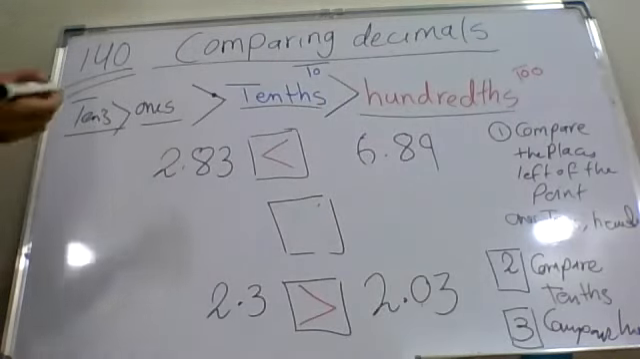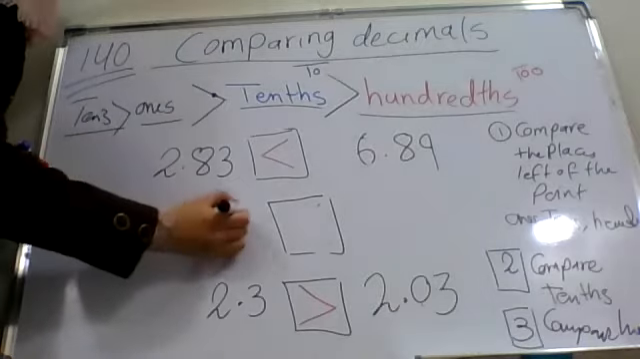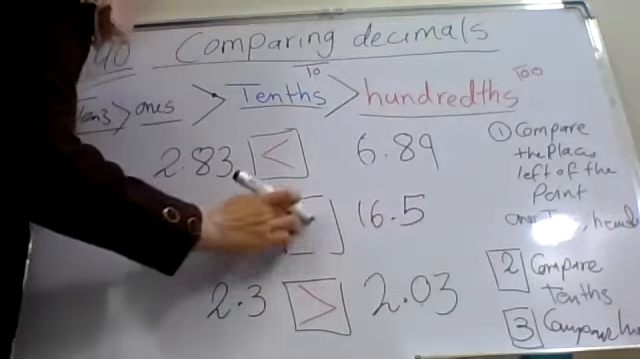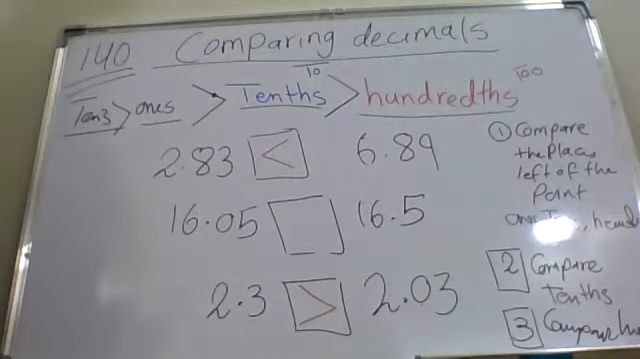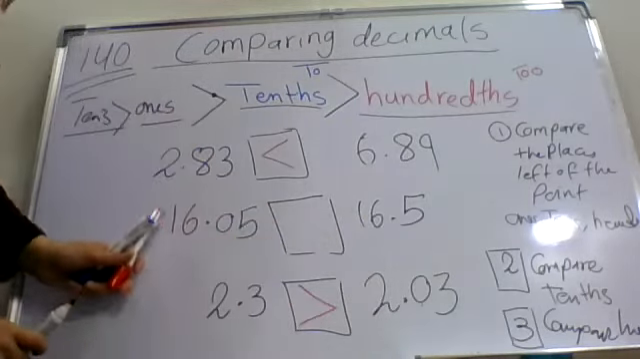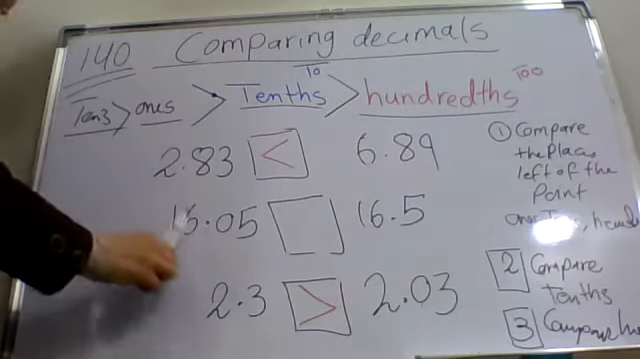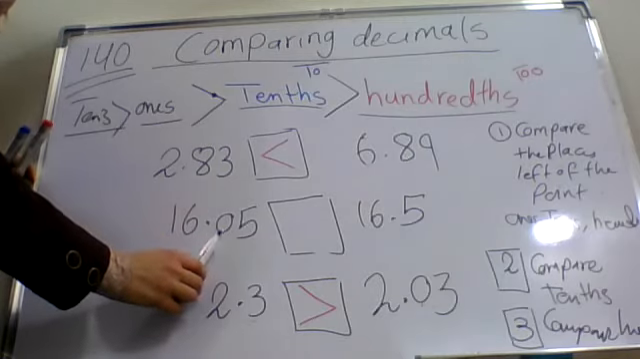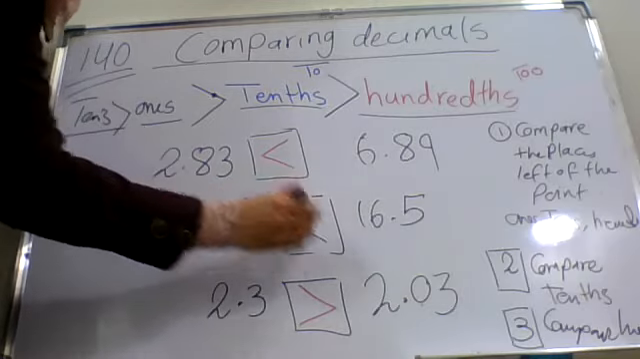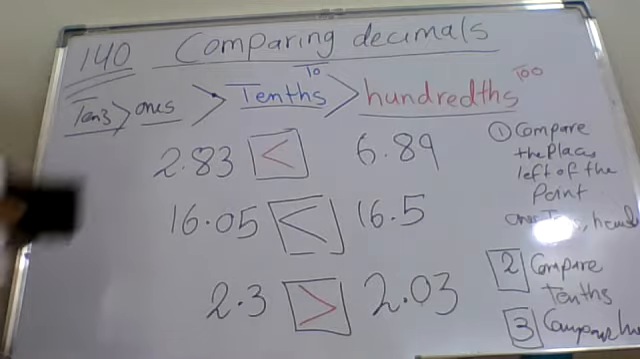Okay. What if you have 16.05 and you have 16.5? What do you think? We start from the tens place. Look, the tens place. I have 2 equal numbers, so I move to the next place, which is the ones. I have 6, so they are equal. Look at the number next to it, which is the tenths place. I have here 0, and I have here 5, so this number is bigger than this number. Okay, so 16.05 is smaller than 16.5.